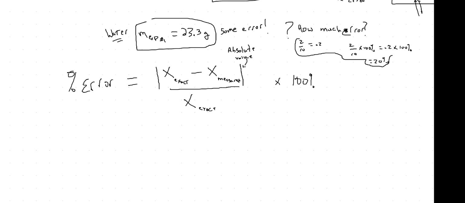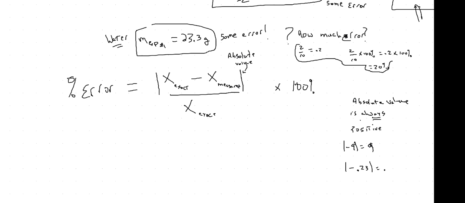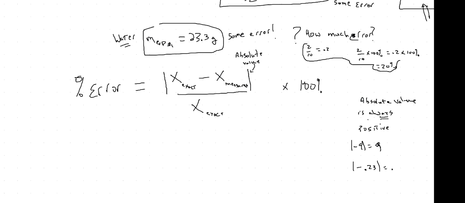I'm going to write that here. Absolute value is always positive. So your percent error is always positive. So for example, the absolute value of minus 9 is equal to 9. The absolute value of minus 0.23 is equal to 0.23. No minus sign, okay? So the absolute value of 6 is 6. So it's always a positive number, all right?